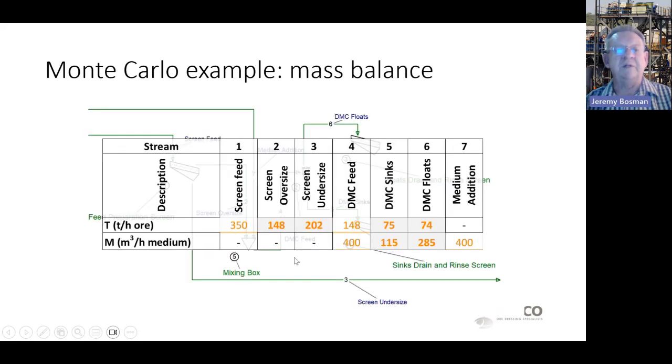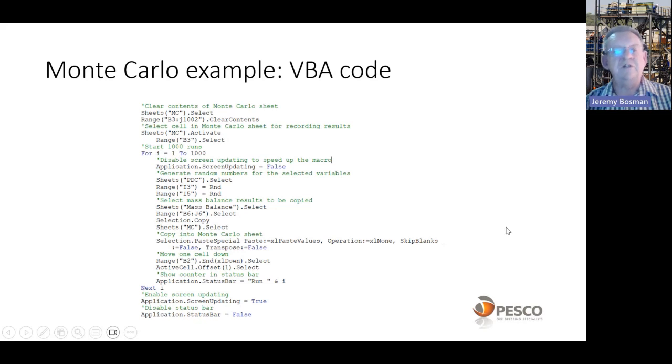So now we can calculate our mass balance. We've got our screen feed, oversize, undersize. We've got our DMC feed tons and volume, our DMC sinks, tons and volume, floats, tons and volume, and our medium addition. And so we've generated our mass balance. What we then do is we add a bit of Monte Carlo code. That's just really that we solve the mass balance and then we copy the results into a sheet and we do the next solution. And that's what that Monte Carlo does. It looks quite complex, but it's actually very simple.